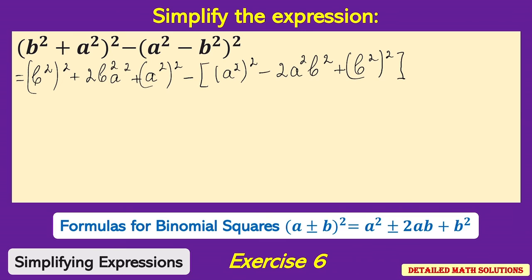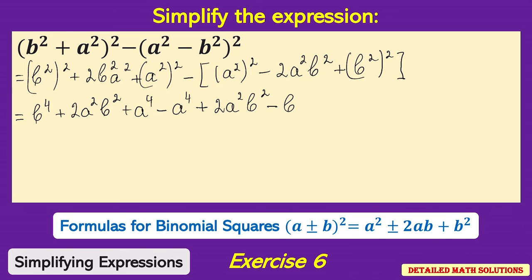And therefore, when I simplify further, I get b to the fourth power plus 2a squared b squared plus a to the fourth power. Now the negative sign is going to flip the sign of each term within the parentheses. This way I get minus a to the fourth power plus 2a squared b squared minus b to the fourth power.